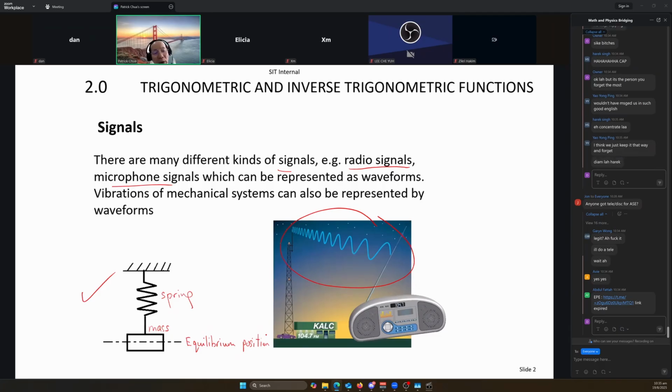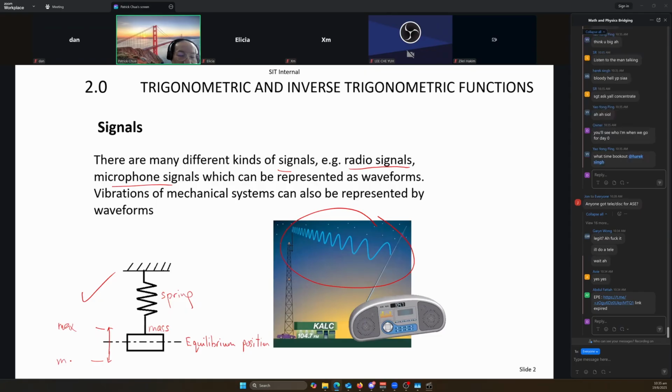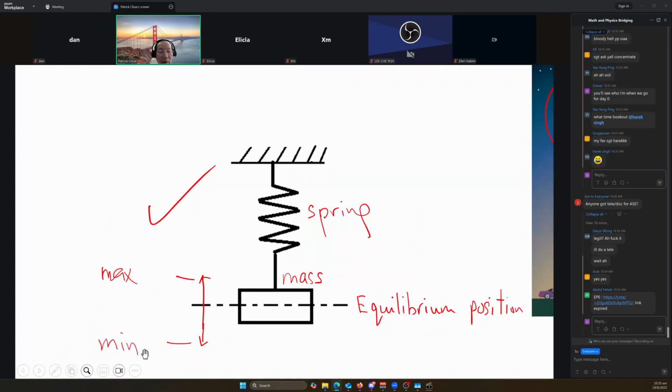Now, if you hold the mass and pull it down a bit, and then you let go, because when you pull it down you stretch the spring, the mass will start to oscillate up and down between its maximum position and its minimum position.